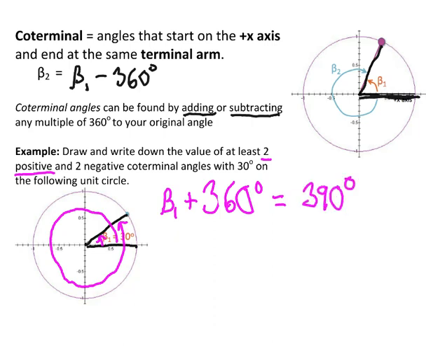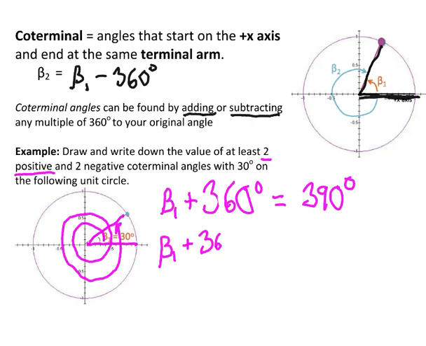Another angle you could have drawn is, I'll just erase this one so you've got more space, that's also positive. I could have started at my x-axis here, because every angle has to start at the x-axis, could have gone around, gone past it, gone around again, and then reached my terminal arm. So in that case, I did beta 1 plus 360 plus another 360, so plus 360 times 2, and that gives me 750 degrees. So that's also coterminal with 30 degrees.